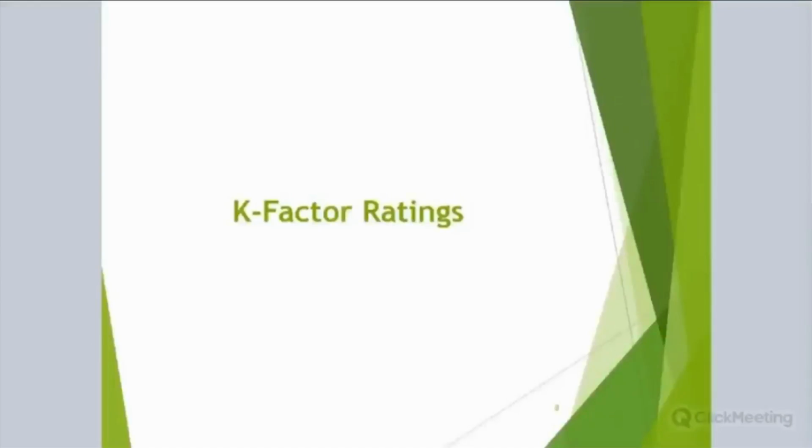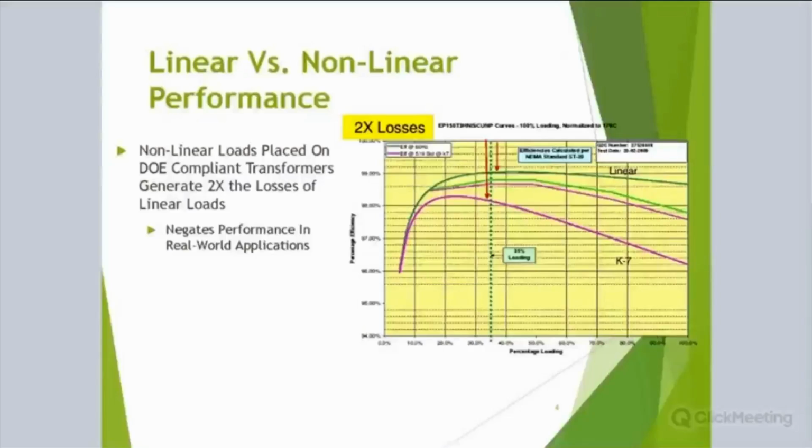K-factor ratings we'll touch on. I do want to step back. I did not answer one of my own questions or statements about the percent loading of a transformer. So they're 11 to 15% loaded versus 35% loaded. I want to step back real quick and touch on this slide. And where I'm talking about is that dotted green line is the 35% where DOE tests.